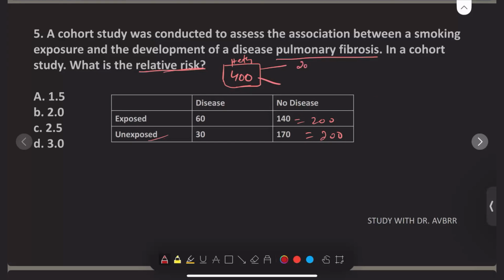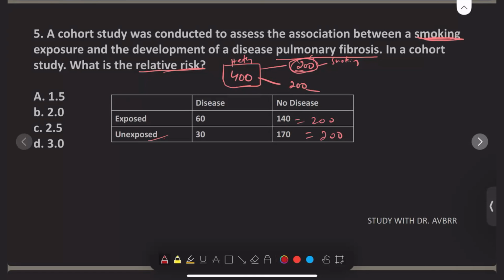200, 200, and let's say this is one group. One group will be exposed to the risk factor. Let's say they are exposed to smoking, as given in the question. And this other group of 200 is not exposed to any kind of risk factor, not exposed to smoking, since we are taking smoking as the risk factor. So I'll tell these 200 people to smoke and these 200 people not to smoke.